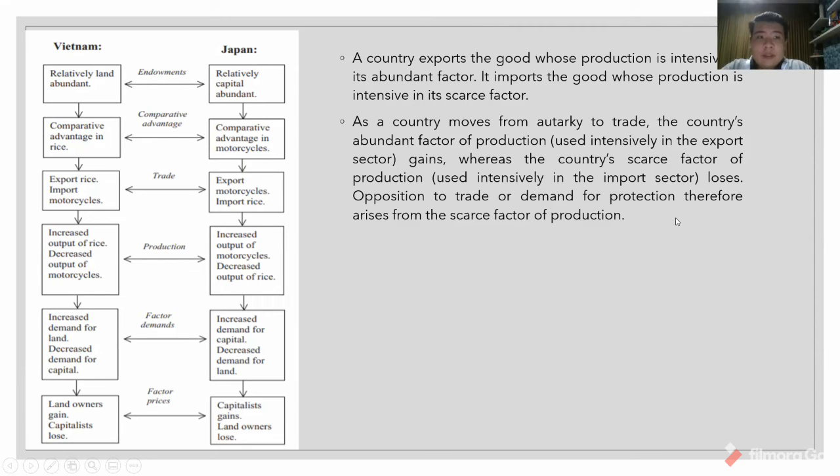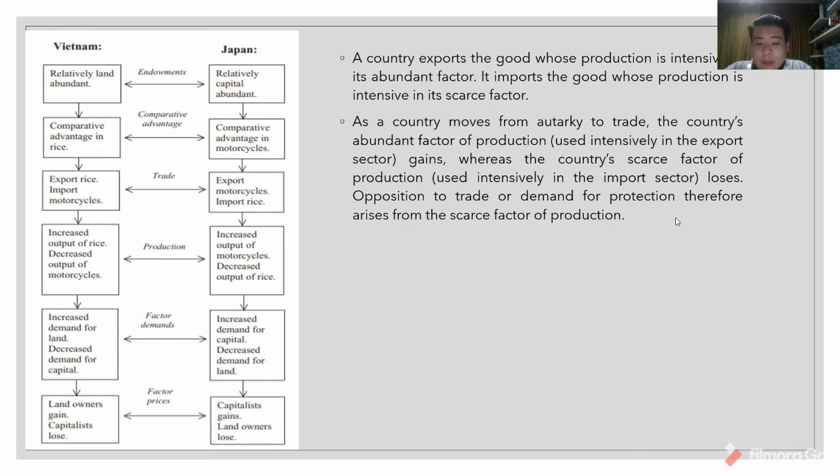From the table, you can see there's Vietnam and Japan. Vietnam is relatively land abundant and Japan is relatively capital abundant. The next two boxes concern the pattern of comparative advantage. Vietnam has advantage in rice because it is land intensive. Japan has the comparative advantage in motorcycles because it is capital intensive. The third level of boxes concerns the trade flows. In accordance with the pattern of comparative advantage, Vietnam exports rice to Japan and Japan exports motorcycles to Vietnam.